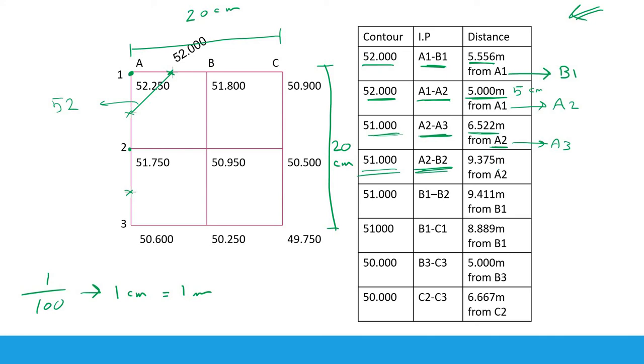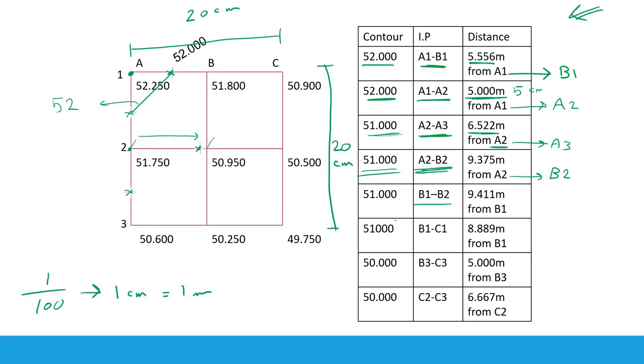And then between A2 and B2 I will measure 9.375 from A2 to B2. From A2 to B2 here, as we can see, it's 9.375. It's very close to this intersection point because the whole distance between A2 and B2 is 10 meters. So from A2, when we measure 9 meters, it would be very close to intersection point B2.